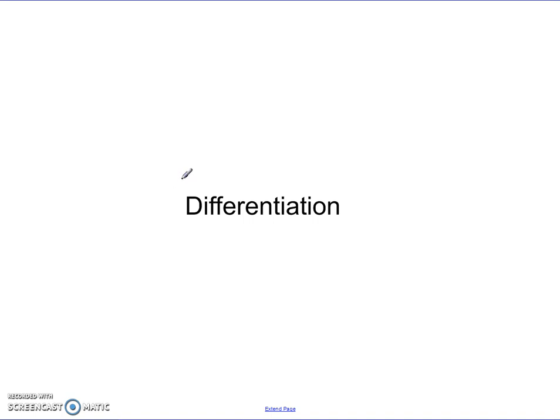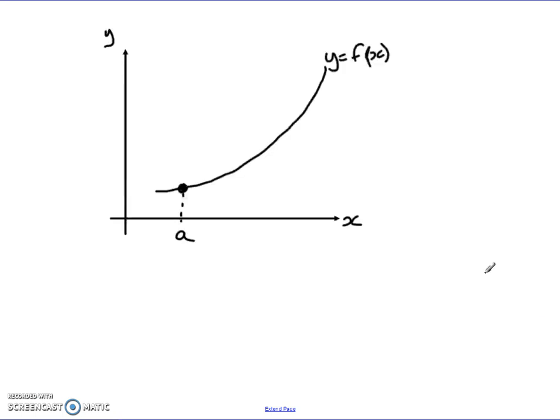Now think back to when we did straight lines. When we did straight lines, we were able to calculate the gradient of a line, which meant the steepness of it. However, this was for just straight lines. We need to start to think about how we can look at the steepness or the gradient of other curves. So for example, if I was to draw a curve like this, let's say y equals f of x, and I gave you a point A here.